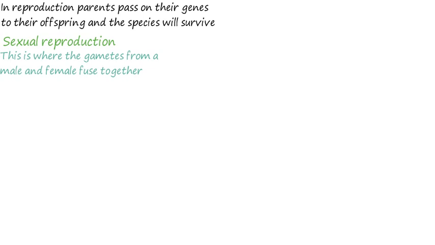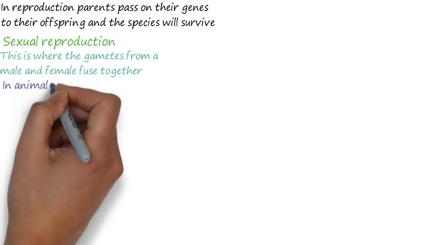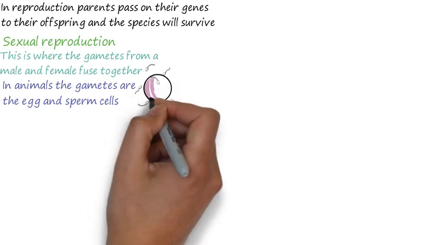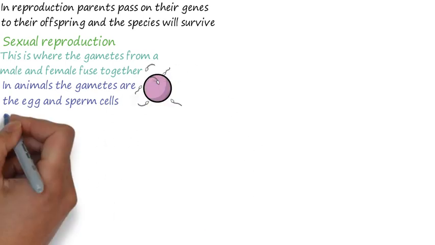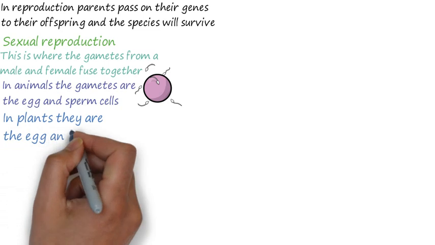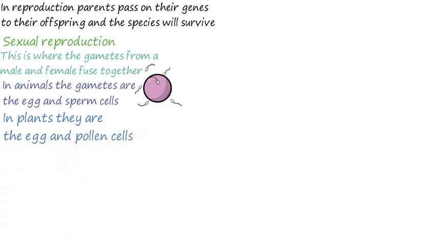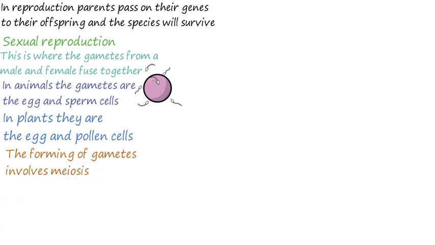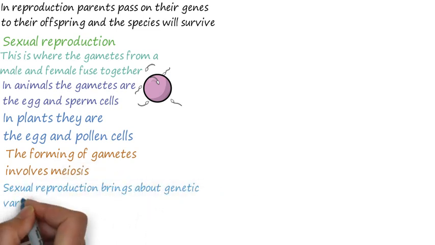This is where the gametes, or sex cells, for a male and female fuse together. In animals, the gametes are the egg and the sperm cells, whereas in plants they are the egg and pollen cells. The forming of these gametes involves meiosis. This is a type of cell division which we are going to look at in just a moment.